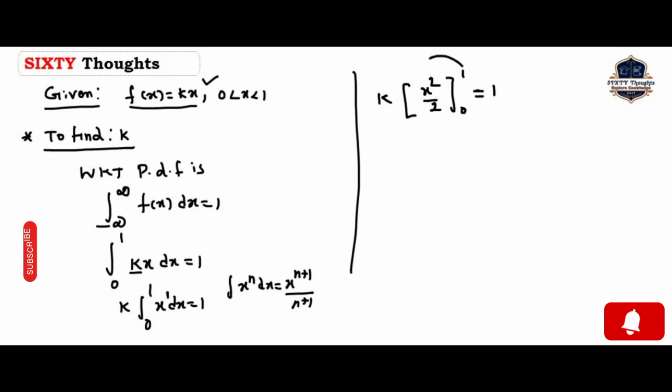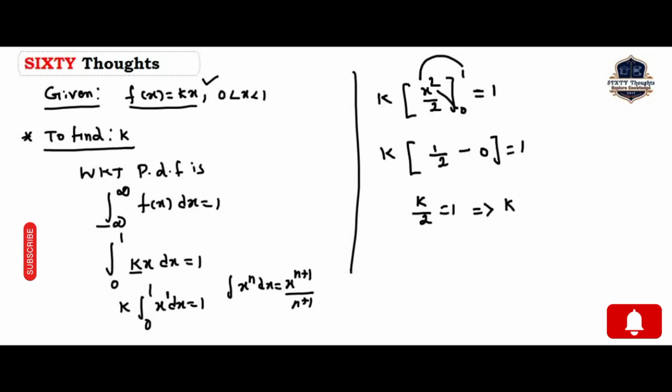So now we substitute x equal to 1 minus the lower limit x equal to 0. We can write k into 1 by 2, 1 square means 1, so 1 by 2, minus substitute x equal to 0 here, we get 0, that is equal to 1. So we can write k by 2 equal to 1, right? Therefore k equals 2.